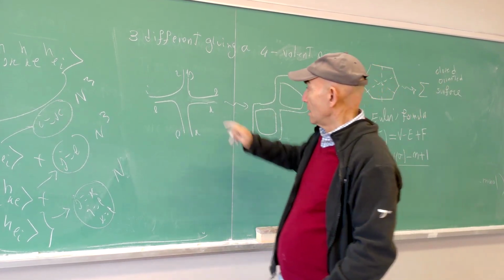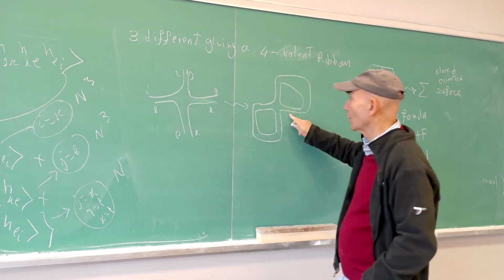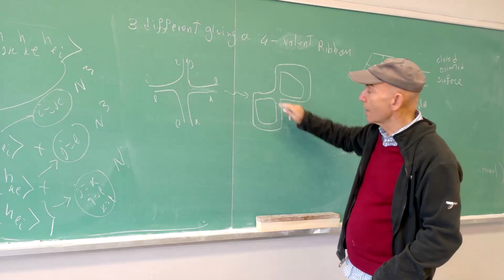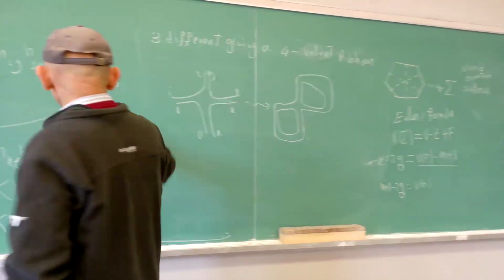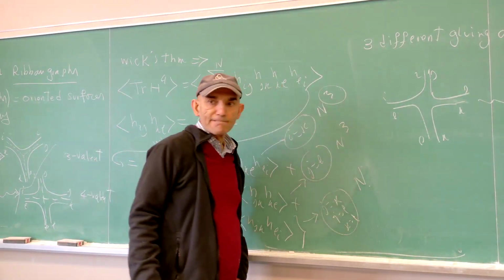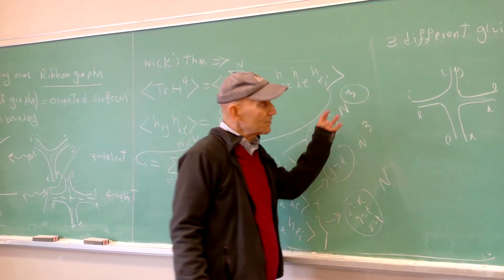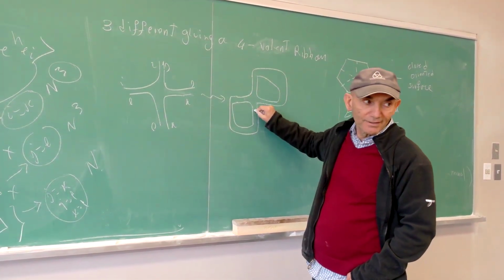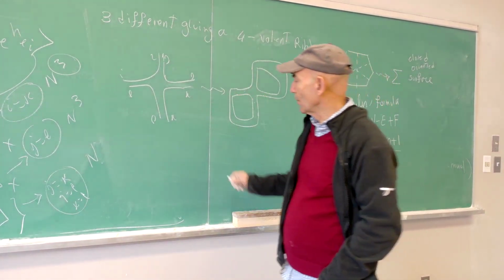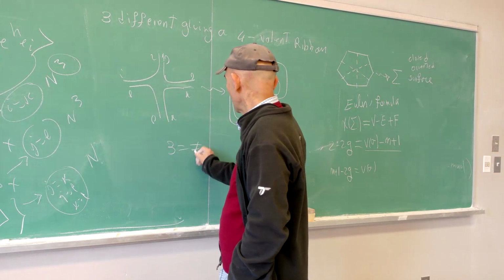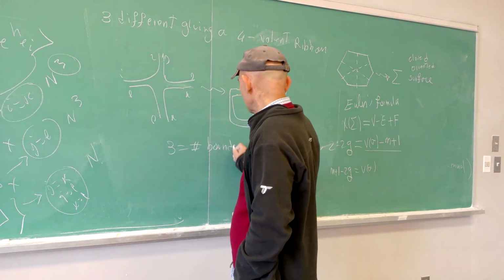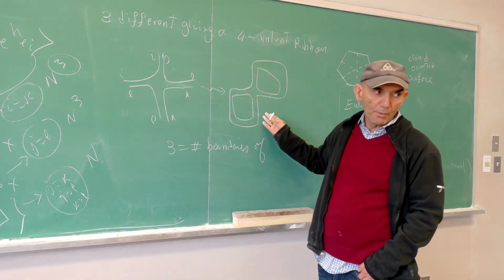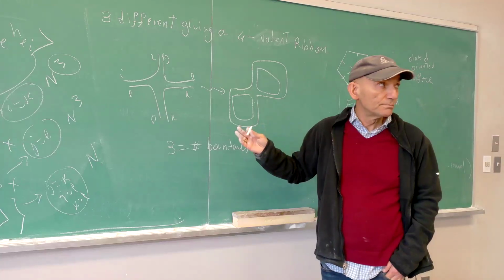Now, this contributes to something non-zero in this case. But now let us look at this index 3 here. This is exactly the number of boundaries of it. So P is equal to the number of boundaries of, let's call this ribbon now gamma, the number of boundaries of gamma.